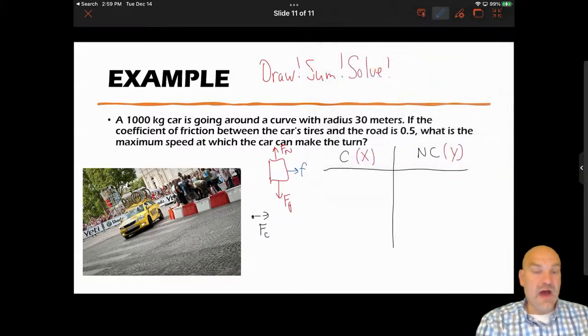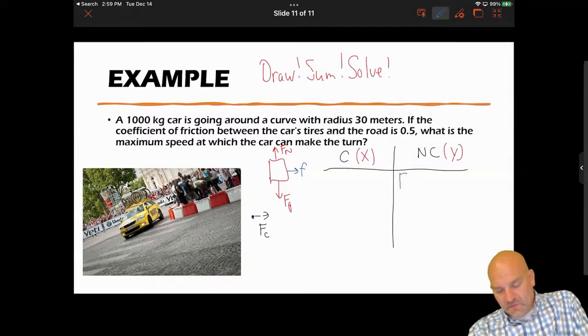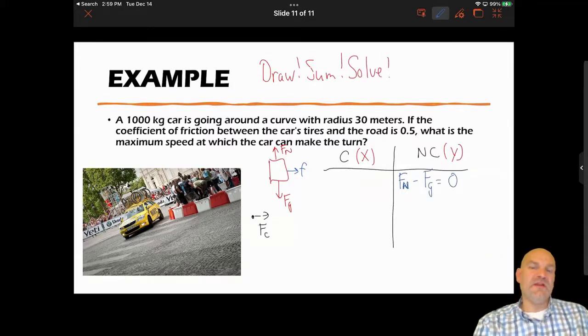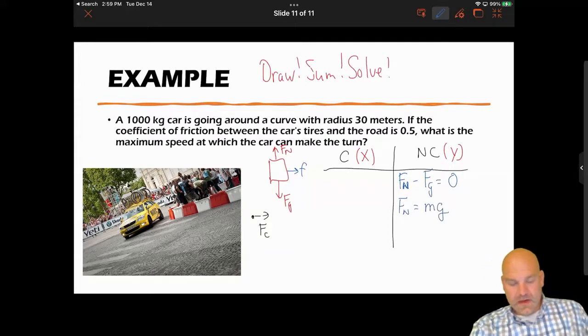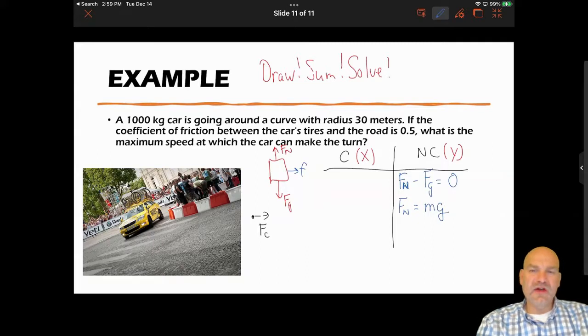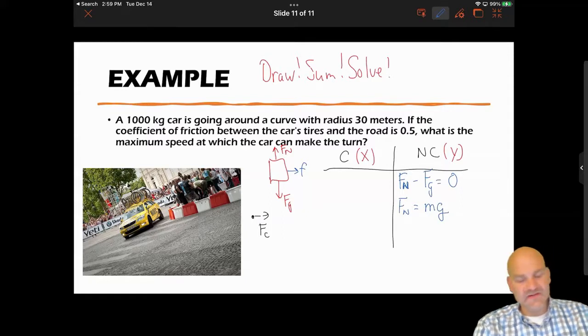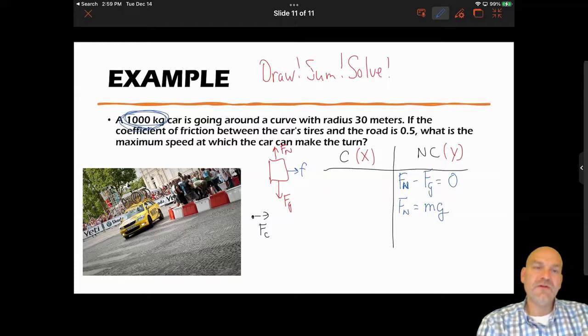So in the non-circular direction, I have two forces. I have normal force up, I have weight down, and that's going to equal 0. Because remember, the non-circular direction is not accelerated. And so that just tells me that my normal force is going to equal my weight. Okay. Now, I'm going to leave that alone for right now because maybe I can do some algebra to get that mass to cancel out. Because sometimes they don't give you that mass.